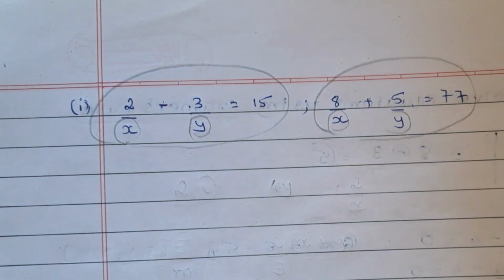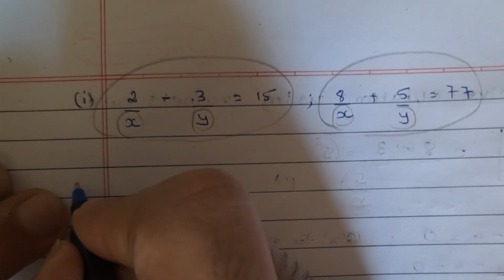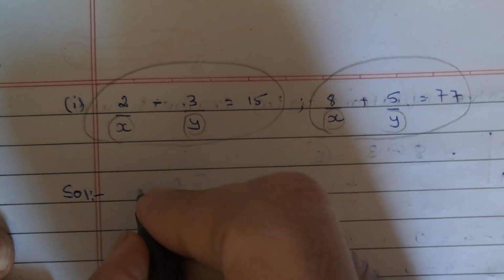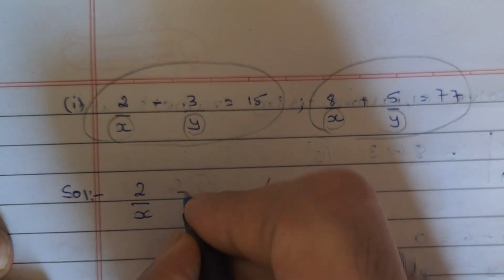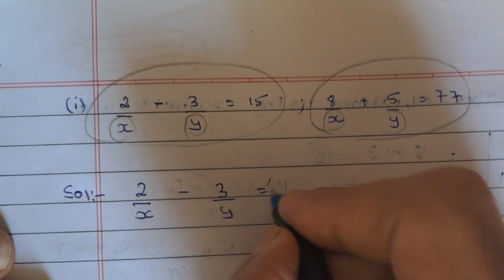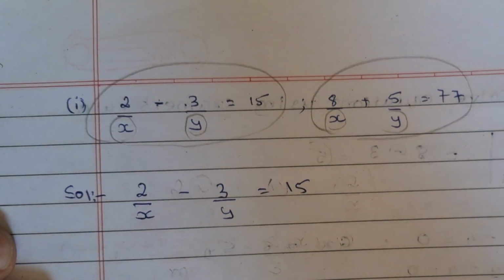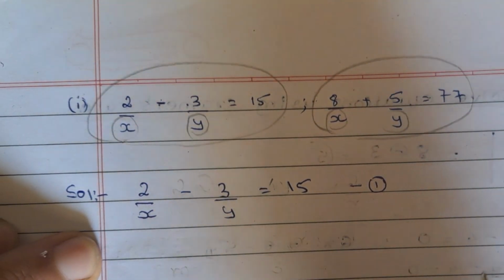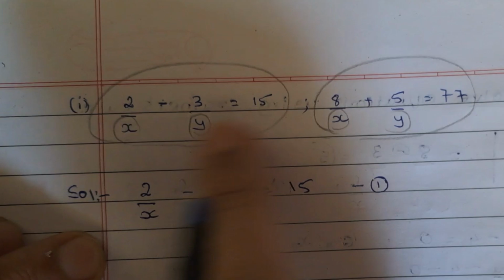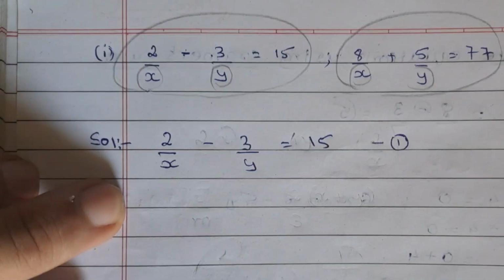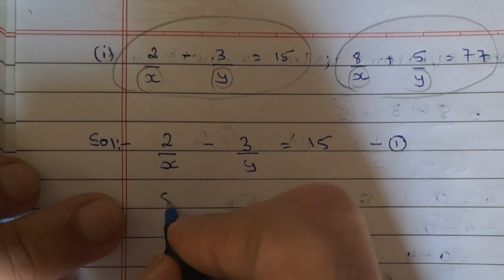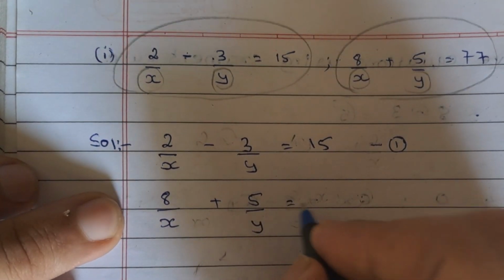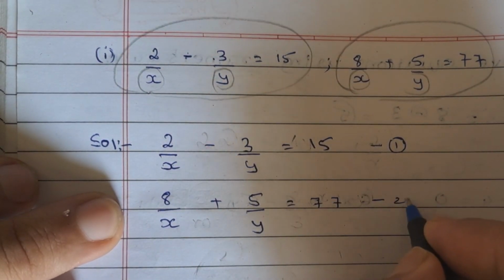So as a very first step, as we usually do, we have to write the solution. So I will write this first equation over here: 2 upon x minus 3 upon y is equal to 15. Even if this equation doesn't look like a good equation, we will number it as 1. The reason is that after a couple of steps this will get converted into a very nice equation. Similarly, I will pick up the next equation, 8 upon x plus 5 upon y equal to 77. I will number it as 2.